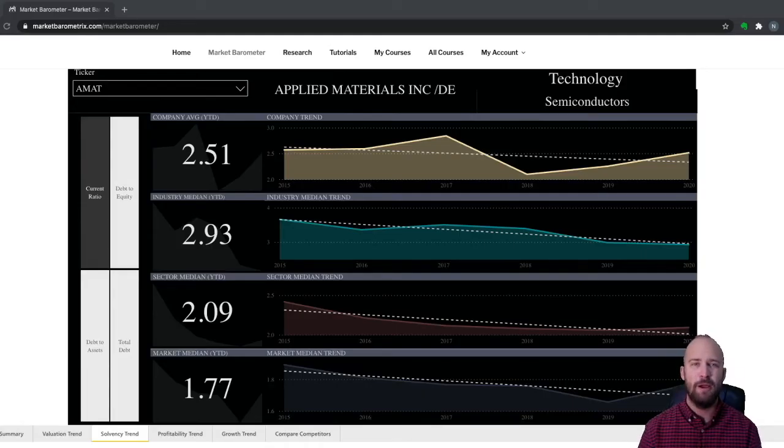All right, team, here we are back in the market barometer. We're in the fundamental analysis section, and I've got us on the solvency trend tab. This tab is going to give us access to all these solvency related financial ratios. It's going to give us the ability to analyze these ratios, both looking at the historical trend for the individual company and then being able to compare and contrast that to the trend of the industry, sector, and market averages.